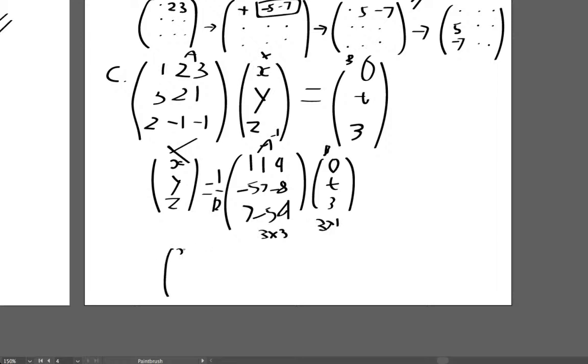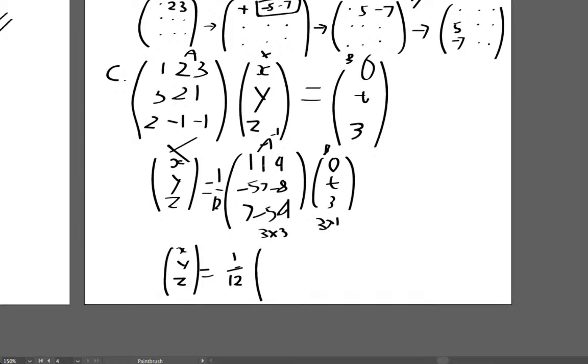X, Y, Z would equal 1 over 12 of this thing here. So we want to take the first row and multiply it by the column, taking the dot product. So 1 times 0, that's 0. 1 times t, that's t. And then 4 times 3, that's 12. So it's t plus 12.